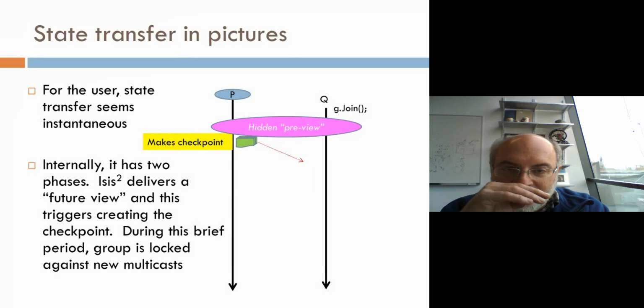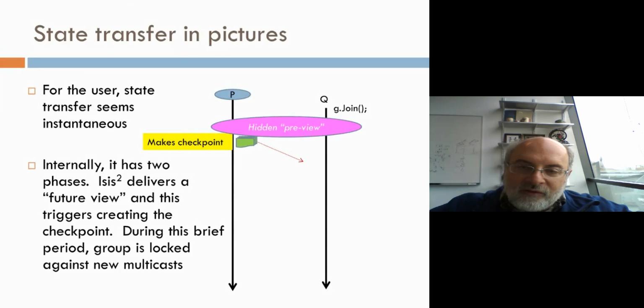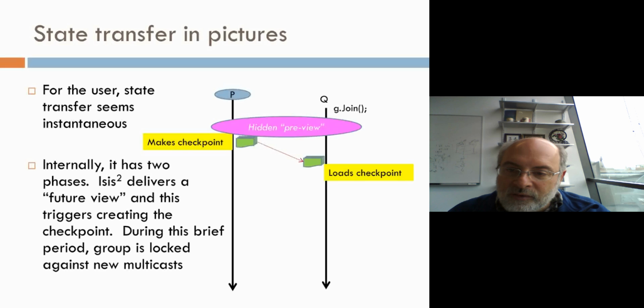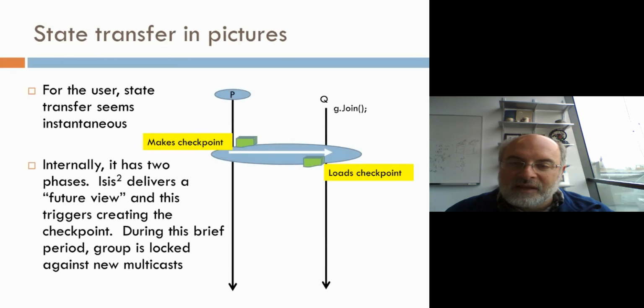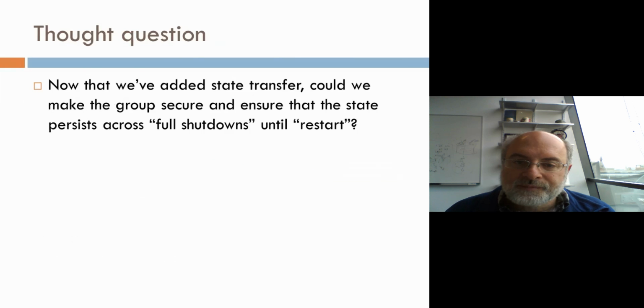So what happens is we flush out all the multicasts from the system. Now the group is idle, so there's a pause. There really is a pause in data processing. Now we make that checkpoint, we load that checkpoint, and now we free the group to start multicasts again in the new view. You see? And that pause is pretty short unless your state is big, and if it is big, we use something called out-of-band data transfer to send it, which I discuss in one of the other modules.